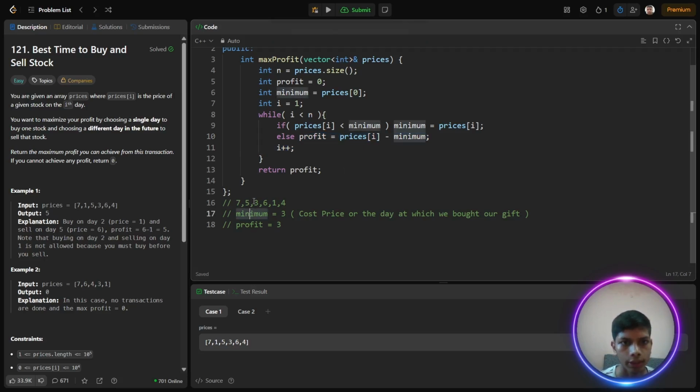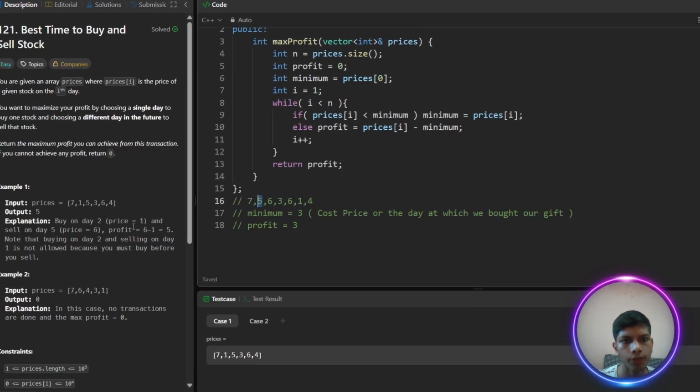But see here, for example, I put here 6. If my minimum is 5 and I am selling it at this day, my profit will be 1. Or I will put here 10. Now see, my minimum is 5 and selling day price is 10. So 10 minus 5 is 5, so my profit will be 5.